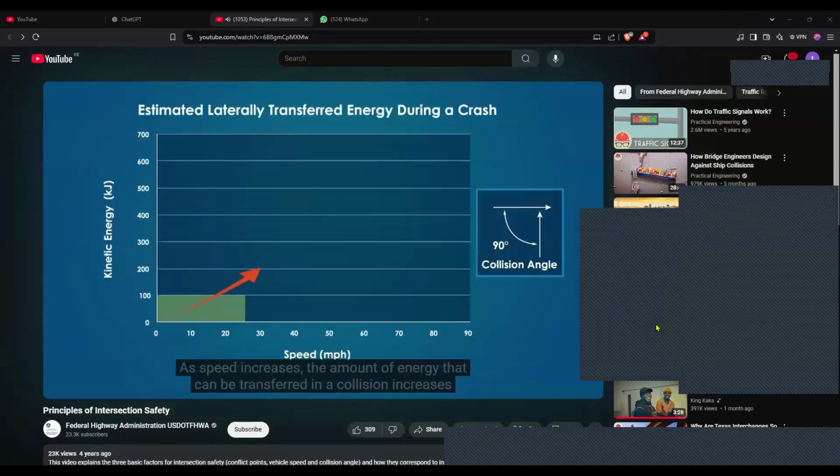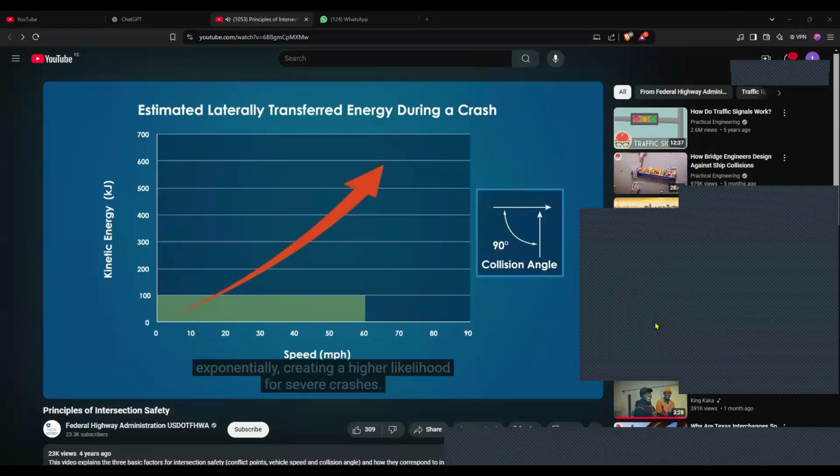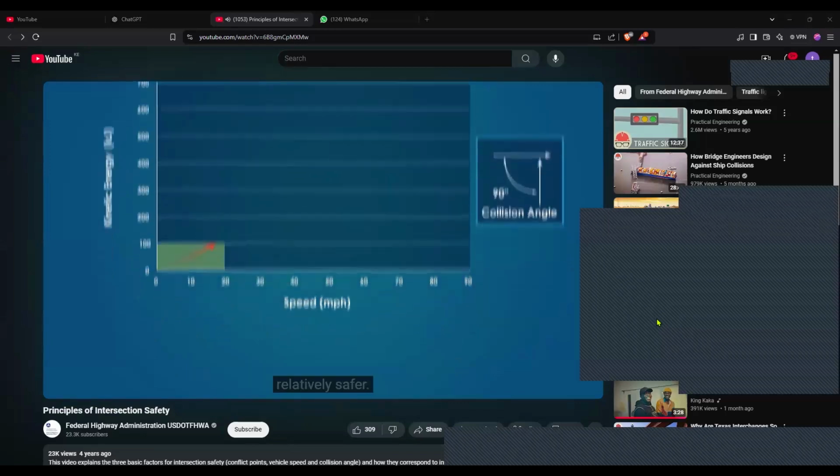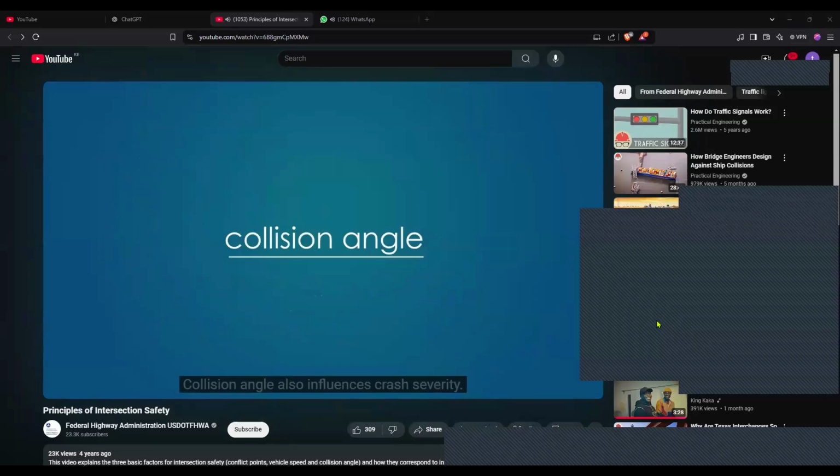Next is vehicle speed. As speed increases, the amount of energy that can be transferred in a collision increases exponentially, creating a higher likelihood for severe crashes. Intersection designs that effectively slow vehicles through conflict point areas are relatively safer. Collision angle also influences crash severity.